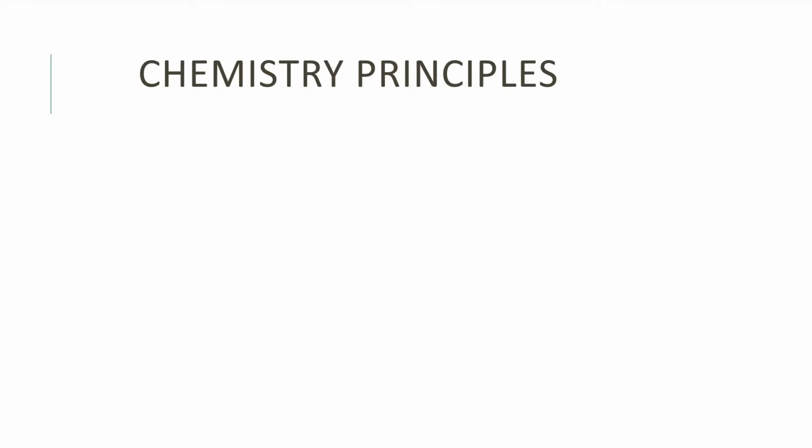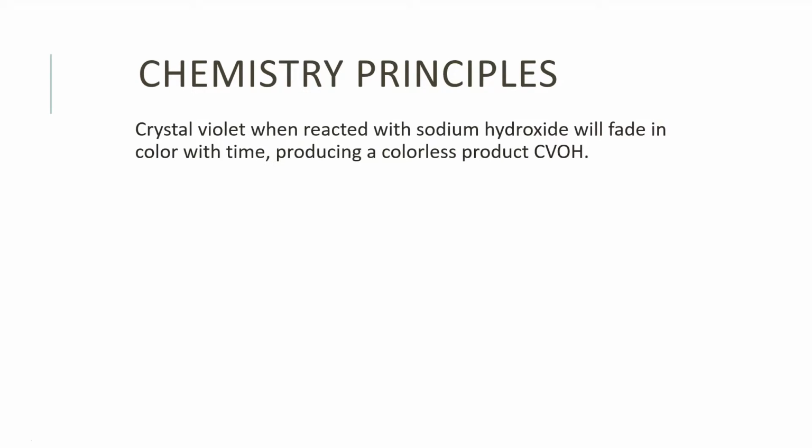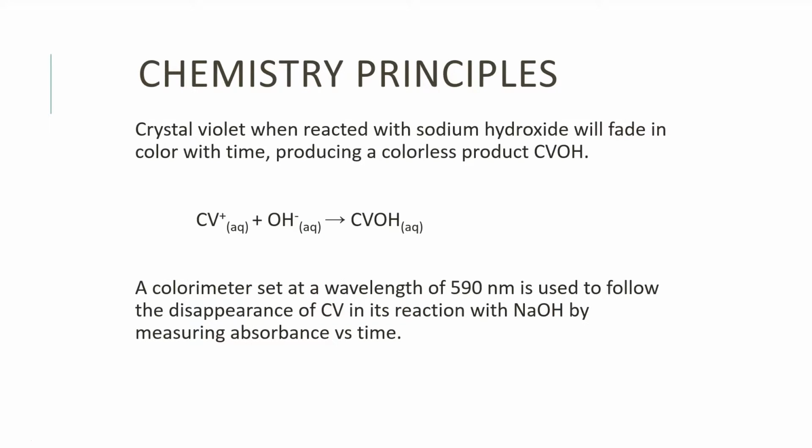Chemical principles. When crystal violet reacts with sodium hydroxide, the color will fade with time, producing a colorless product, CvOH. The reaction is shown below. A colorimeter set at a wavelength of 590 nm is used to measure and follow the disappearance of Cv+ in its reaction with sodium hydroxide by measuring absorbance versus time. The rate law is shown below.